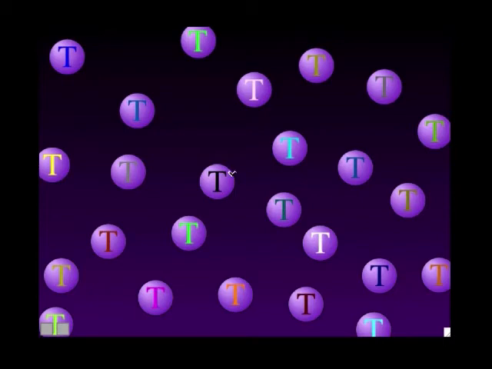A T cell that's against a particular pathogen only becomes activated to fight that pathogen when that T cell encounters a macrophage that's displaying the foreign antigens of the pathogen that T cell is supposed to fight. That's what happened to this T cell. Let me run it backwards for a second.